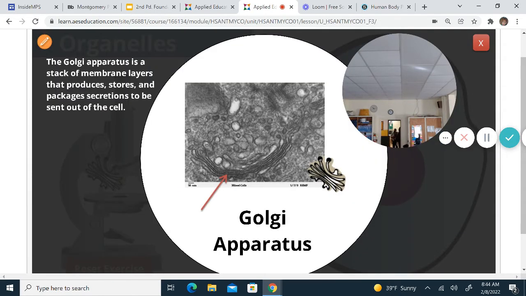The Golgi apparatus is a stack of membrane layers that produces, stores, and packages secretions to be sent out of the cell. So this is your Golgi apparatus. It looks like little layers, if you look right here.